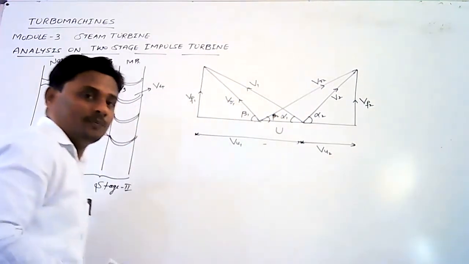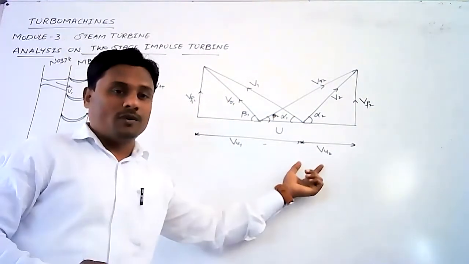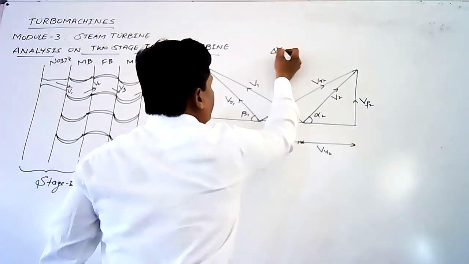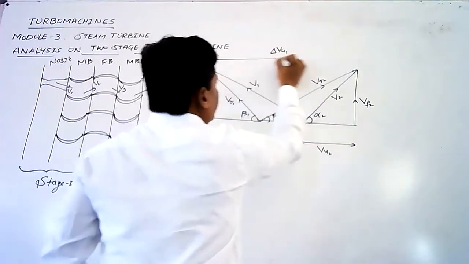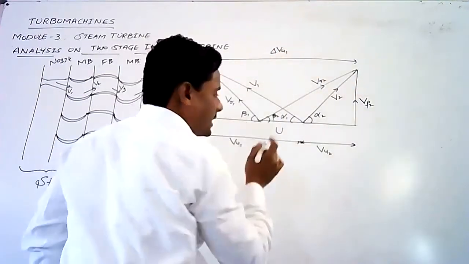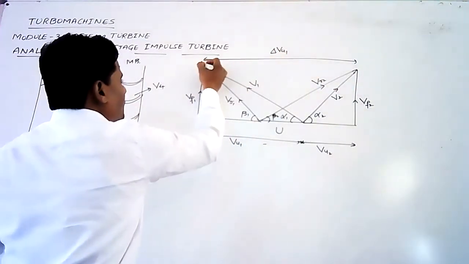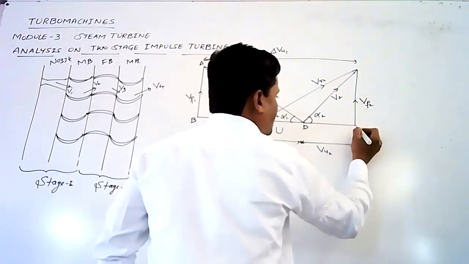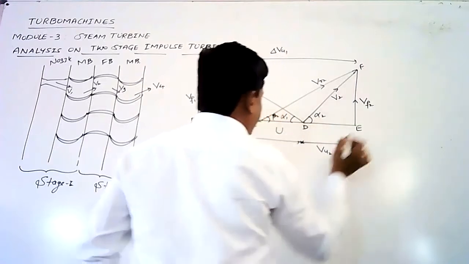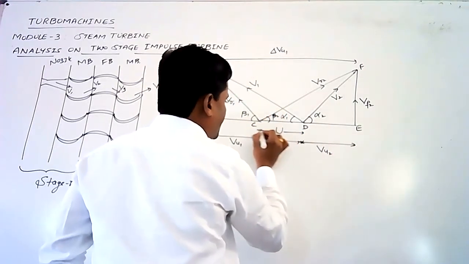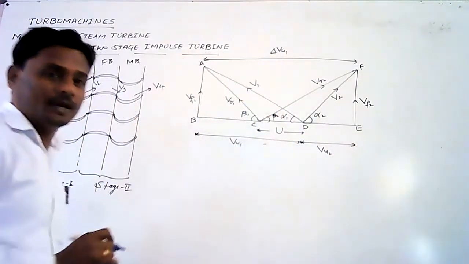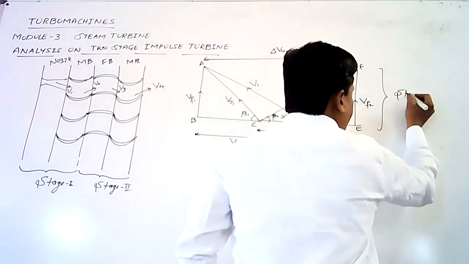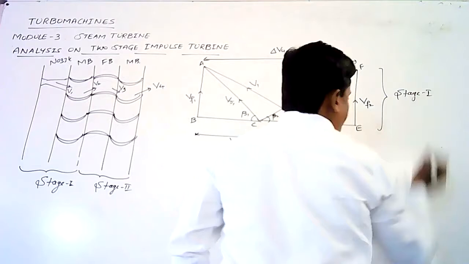Is that clear? Now the algebraic sum of VU1 and VU2 is delta VU1. Let us name all the points A, B, C, D, E, and F. So this CD is U, the tangential velocity of the blade. This is the combined velocity triangle for stage 1.